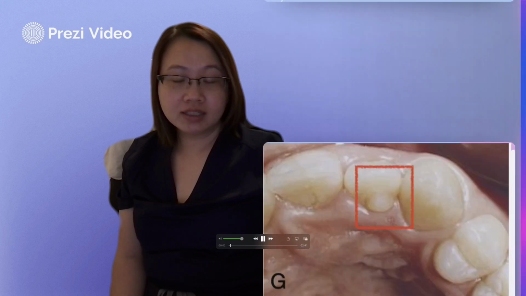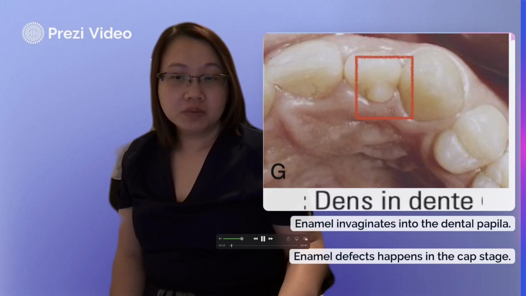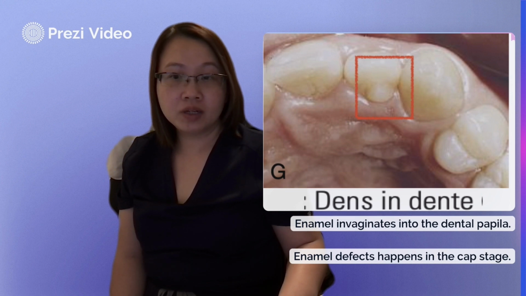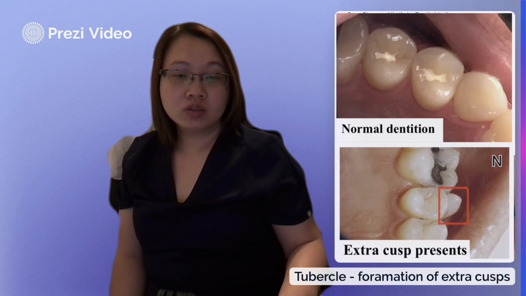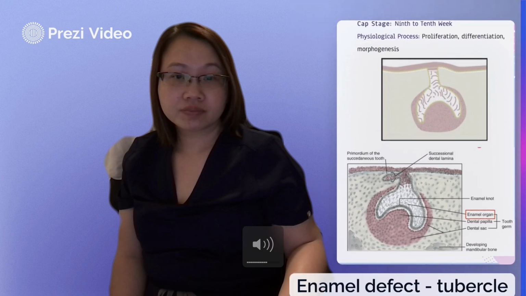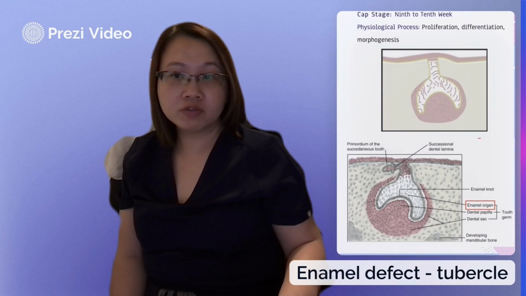Talking about dental defects. To talk about defects related to enamel, we should start with dens invaginatus. In this case, the enamel will invaginate into the dental papilla, and it usually happens during the cap stage. The second one is tubercles, with the formation of extra cusps on the dentition. This is due to faulty development during the enamel organ stage.